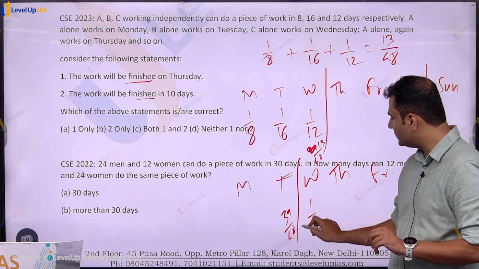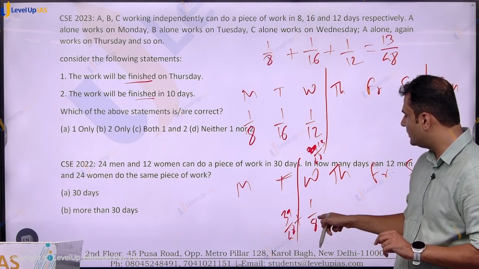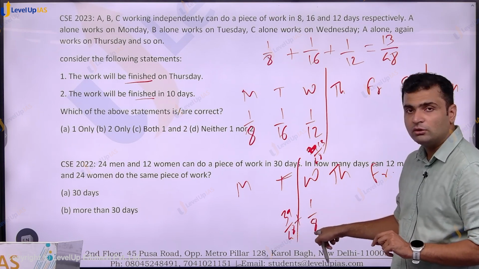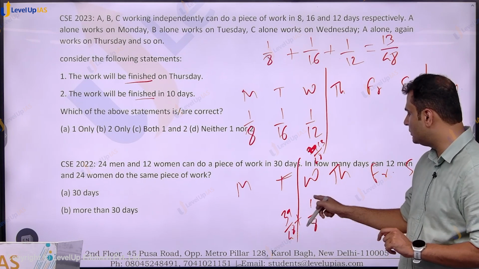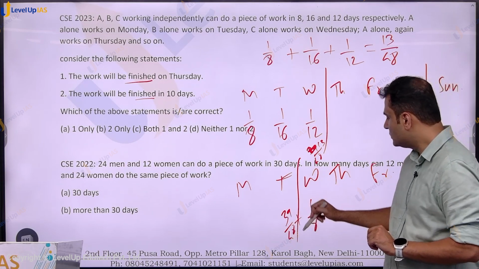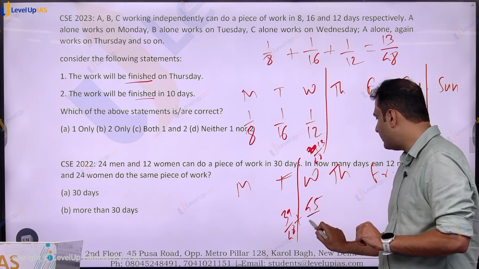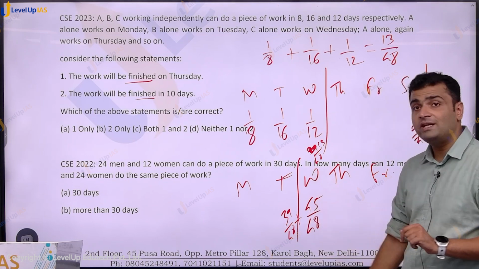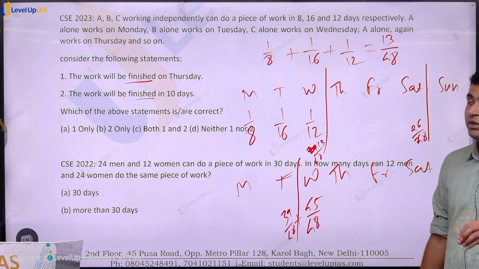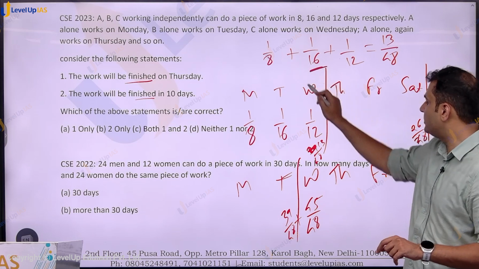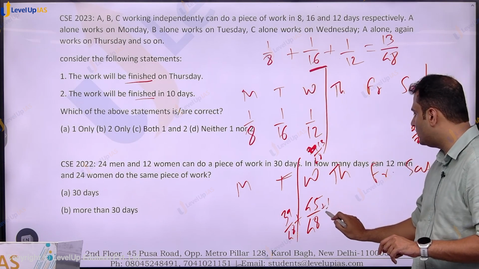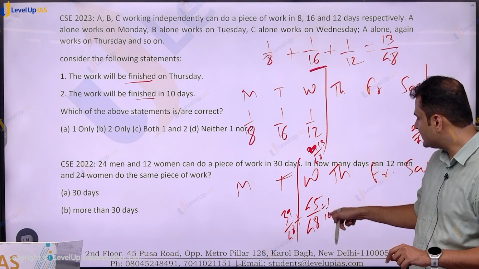How much is there now? 39/48 plus 1/8, meaning if you convert this into denominator 48, it will be 39 plus 6. So 39 plus 6 is 45/48. Still on Wednesday, full work is not completed. Then the next day, this person will work, which is 1/16 added, so it is plus 3, 45 plus 3.